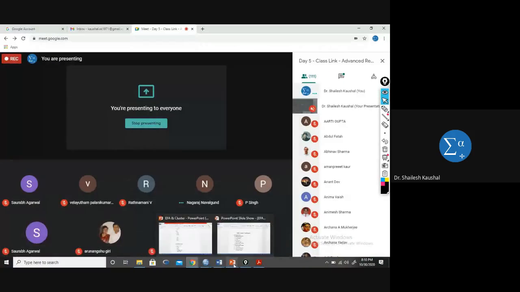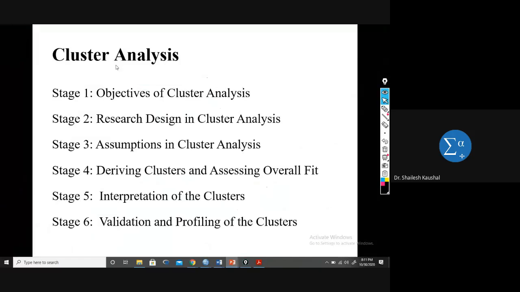Now, there are 6 stages to conduct the cluster analysis. The first is the objective of the cluster analysis. The second is research design, how to select the questions. Third, assumptions in cluster analysis. Then deriving clusters, meaning how to divide our heterogeneous buyers into different clusters or segments, and then interpretation of the clusters, and validation and profiling of the clusters.